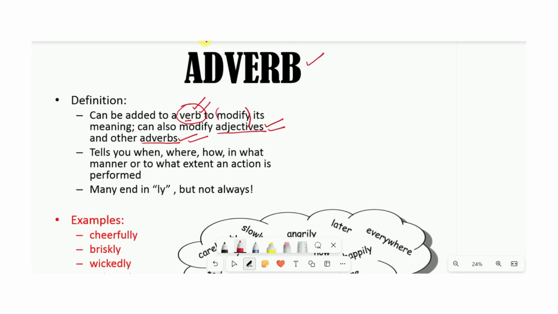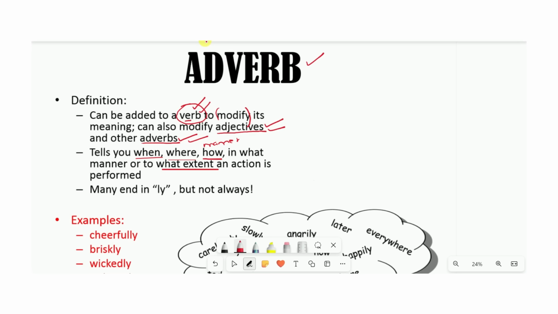So in essence, an adverb will tell you when, that is an adverb of time. Where, it's going to be an adverb of place, to tell us where the action was taking place or is taking place. How, it can be an adverb of manner, because it's going to identify the manner in which the action transpired. In what manner or to what extent. Now this is going to be an adverb of degree, to show us to what extent the action transpired or was performed.